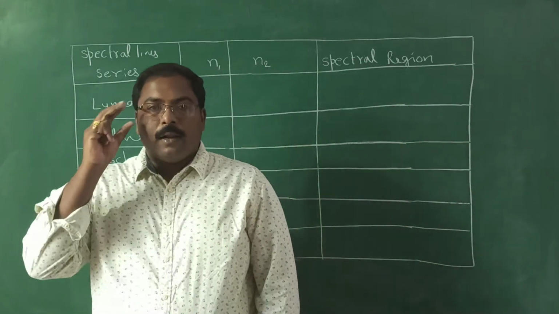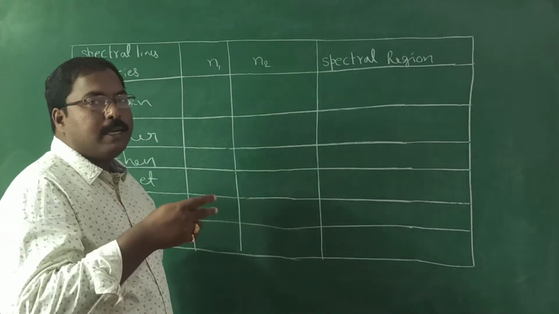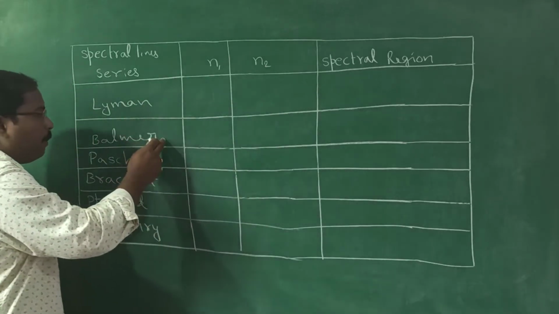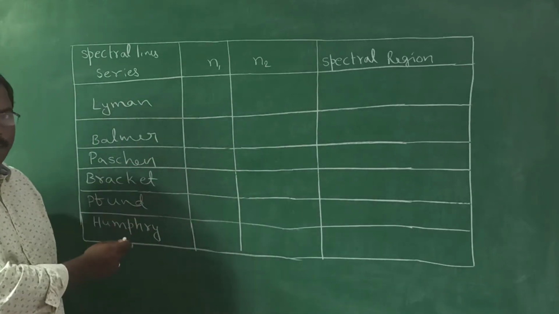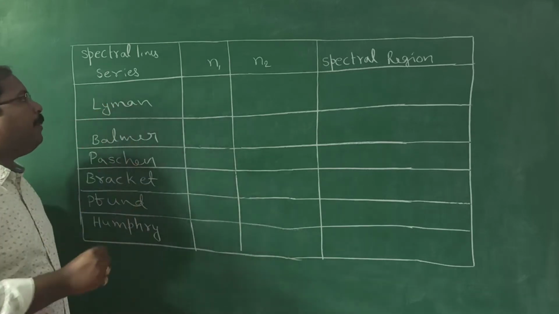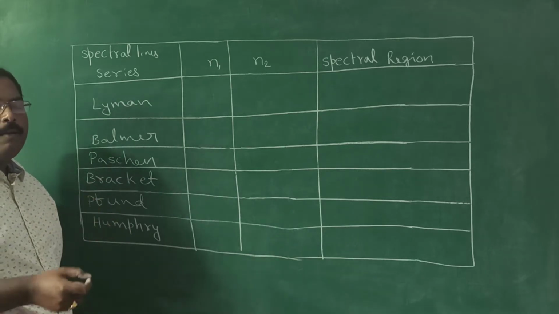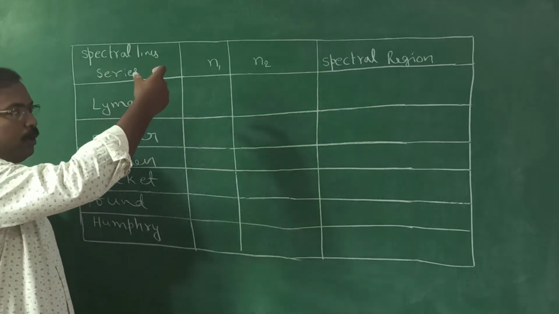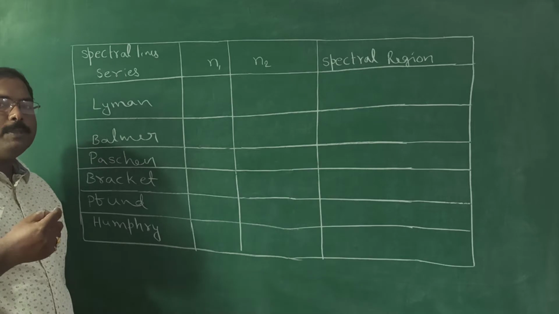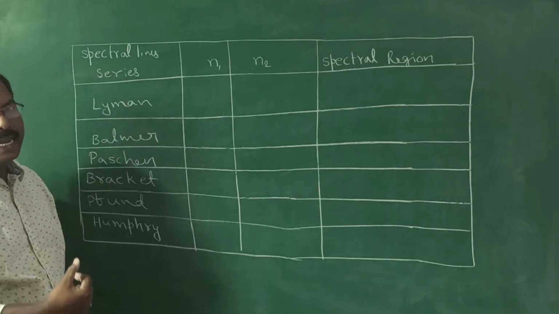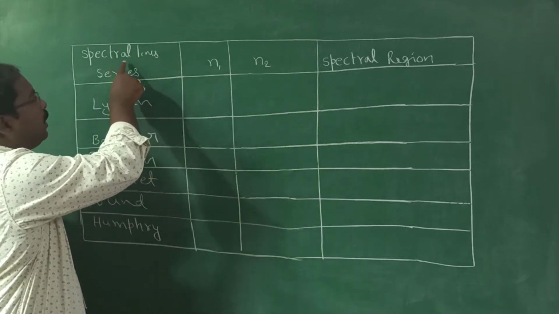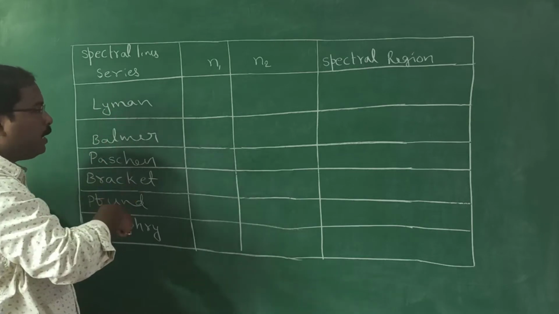Now, coming to the spectrum, we have seen that there are different series of lines: Lyman series, Balmer, Paschen, Brackett, Pfund, and Humphreys series. What is meant by Lyman series? What we learned in the last class: when the electron jumps from any orbit to the first orbit. Balmer series means when the electron jumps from any orbit to the second orbit. Now, here, if you observe, the spectral series name is taken in the first column.